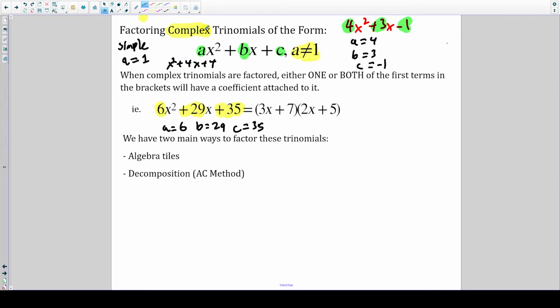The reason we're starting off with the complex ones is because it gives us an opportunity to start off with decomposition, otherwise known as the AC method. There are a lot of other different ways to factor as well, but they more or less all end up being the same thing. Starting off with the complex just gives us one process that we can apply to simple trinomials. We can use that to factor a difference of squares as well, and really any type of trinomial we look at, we can use the decomposition or AC method to help us out. But first, we're going to look at how we do this with algebra tiles, and then we'll move on to the AC method.